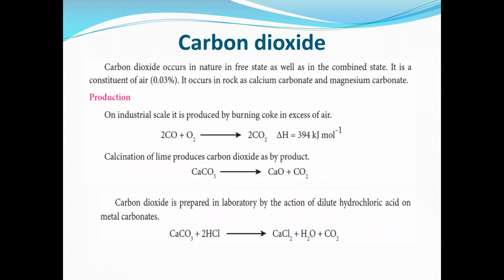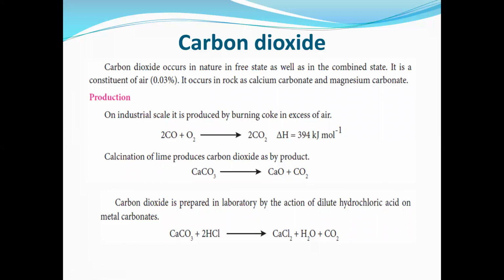So the next compound is carbon dioxide. Carbon dioxide occurs in nature in the free state as well as in the combined state. It is a constituent of the air. In the air, 0.03% of carbon dioxide is present. It occurs in rock as calcium carbonate and magnesium carbonate.